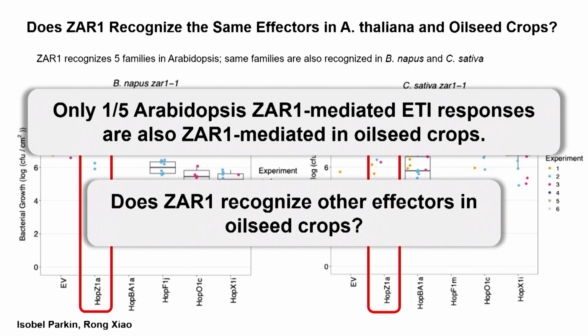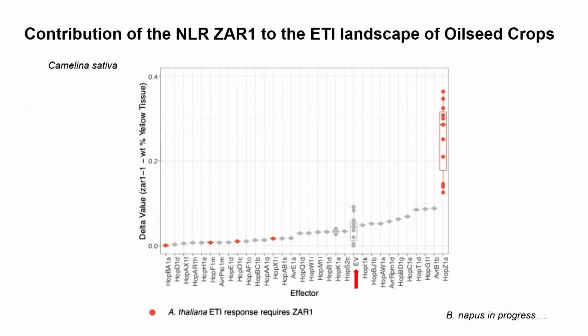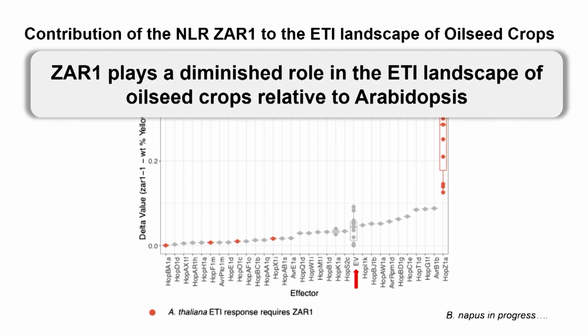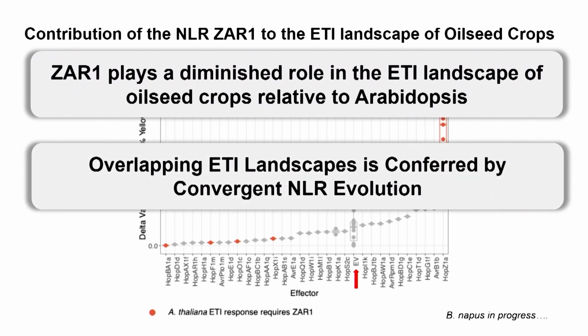But does ZAR1 recognize other things? Can it recognize a lot of effectors, just not the same ones as were found in Arabidopsis? So Claire screened all of the known ETI elicitors, and she's only done this so far in Camelina. Brassica work is ongoing. But what we're already finding is if we look at the empty vector, the EV with the red arrow at the bottom, anything that's different from that would be ZAR1 recognized. And you can see there's only one there that's in orange on the far right-hand side, and that's HopZ1a. Only one effector can be recognized by ZAR1 in these oilseed crops, meaning that ZAR1 plays a diminished role in the ETI landscape of oilseed crops relative to Arabidopsis.